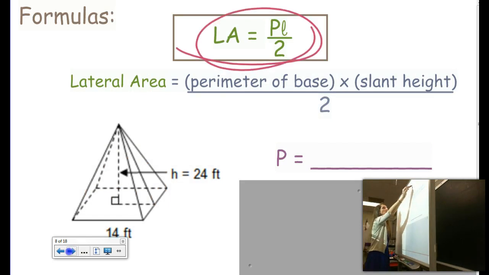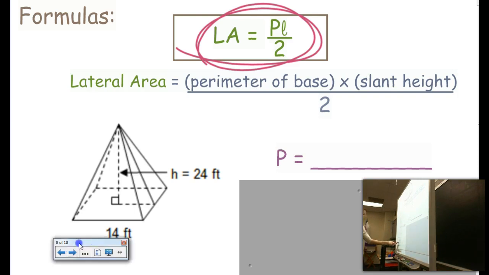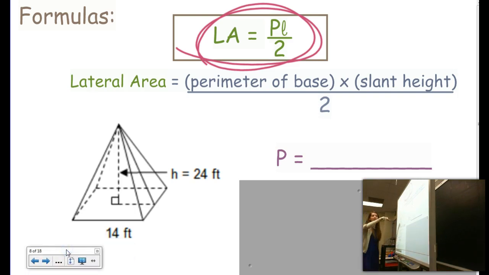The lateral surface area. That says P times L divided by 2. Remember I told you there was going to be a divide by 2 because pyramids have triangles as their sides. P times L divided by 2, where L is not the height, L is the slant height. So that's how we find the lateral surface area of a pyramid. Like if you wanted to paint the sides of the pyramid but not the base, this is how much you would be painting. P times L divided by 2.